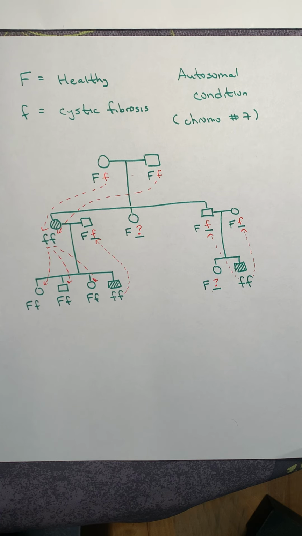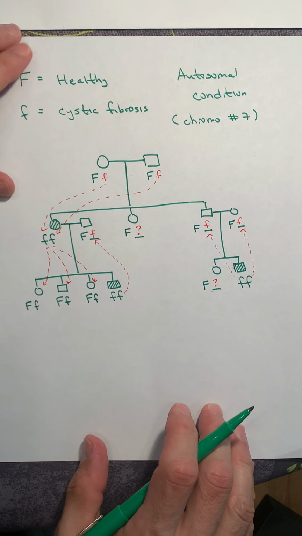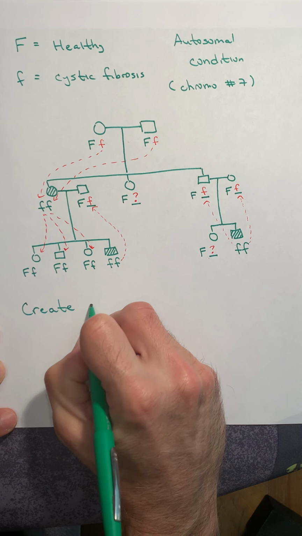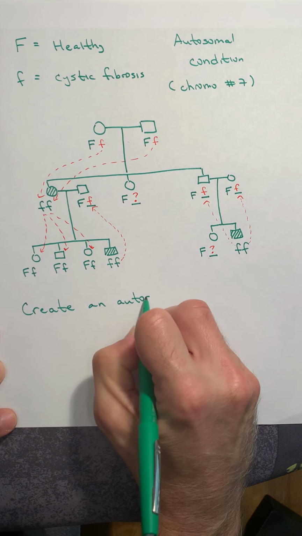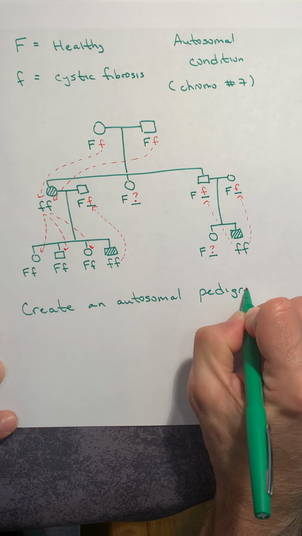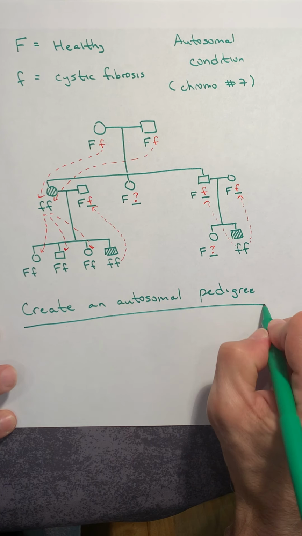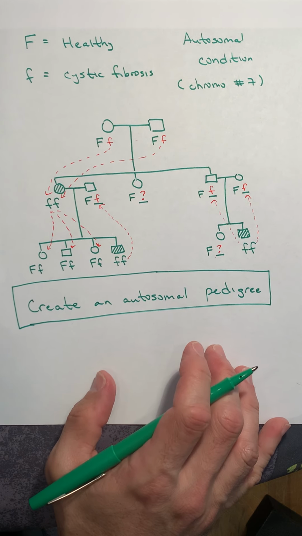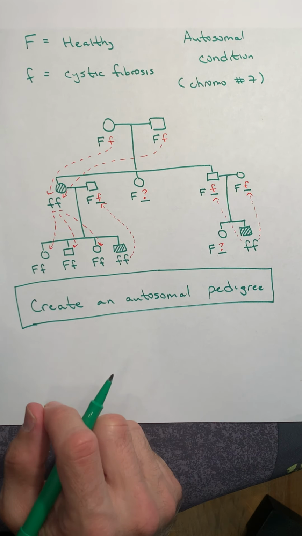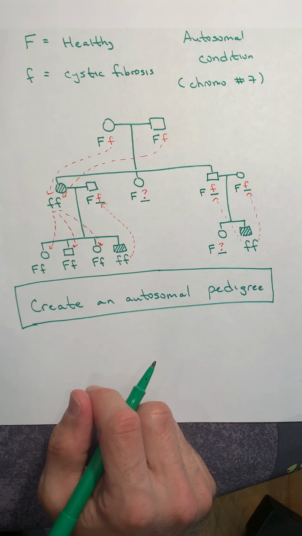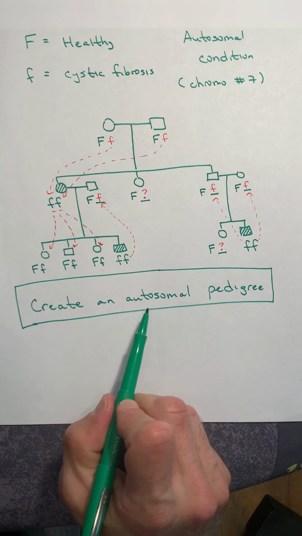So what I'm going to ask you to do on your homework is create your own autosomal pedigree. Now, go back to your genetics problems. You have multiple things to choose from. You can do cystic fibrosis, you can do sickle cell anemia, there's multiple choices. So go through your genetics problems and find a condition that catches your attention that's autosomal.